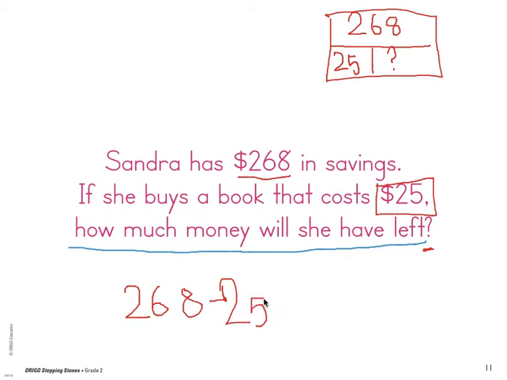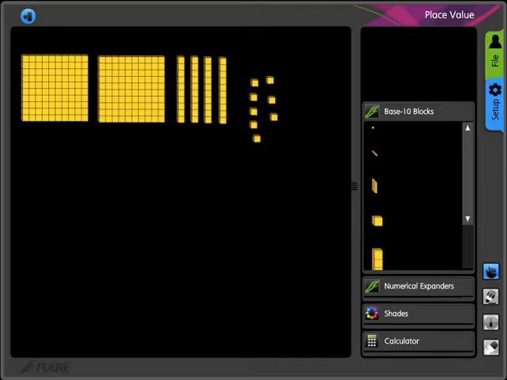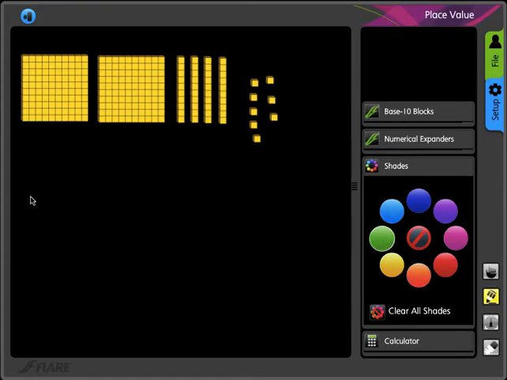So I'm going to show you two different strategies about how to solve this problem. And then you have to decide for yourself which one you like better, okay? And you can do both of them at home if you like both of them. But we're going to first start with blocks because that's something we're really familiar with using. So we have 268, and we are taking away 25.